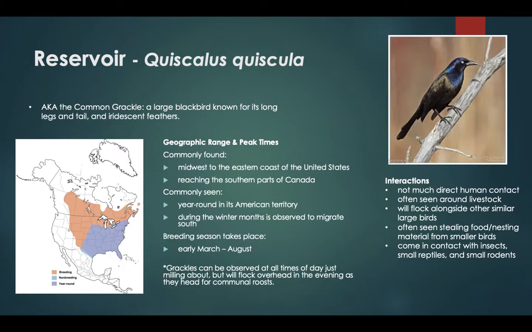When it comes to bird-on-bird interaction, you're going to see the grackles flocking alongside other large blackbird species, such as crows or ravens, as well as stealing food or nesting material from smaller bird species. And then you are going to see the grackle come into contact with insects, small reptiles, and small rodents because that is what their diet consists of.